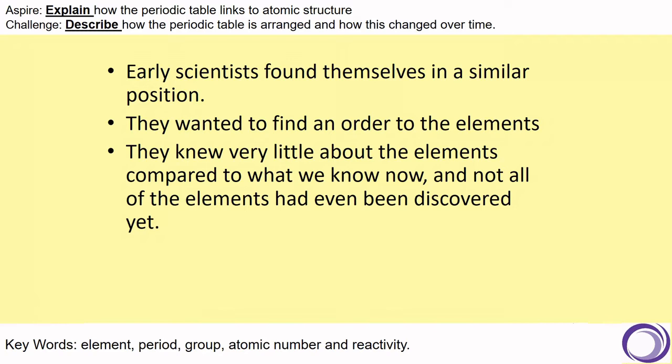So when they were trying to find order to what they knew of the elements, there were several that weren't even discovered, and had they been discovered, it would have disrupted their work. So we're going to look at the work of 3 scientists.